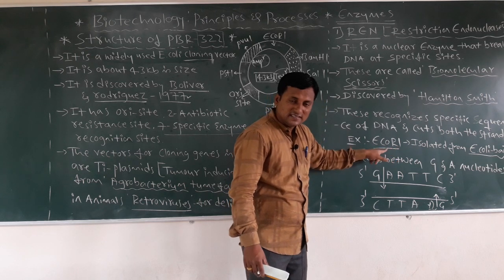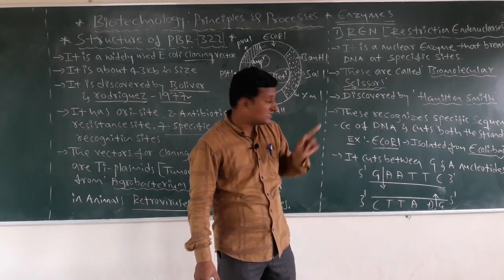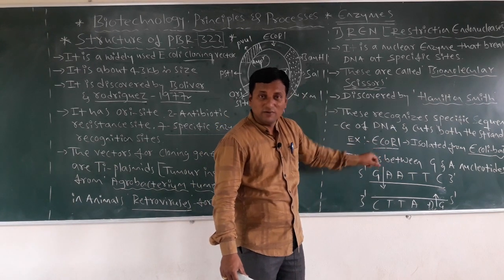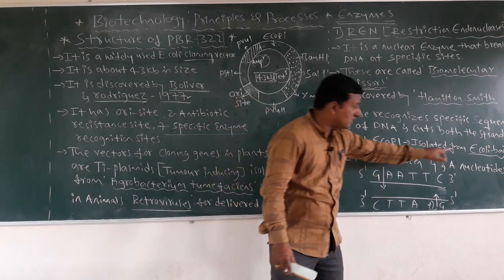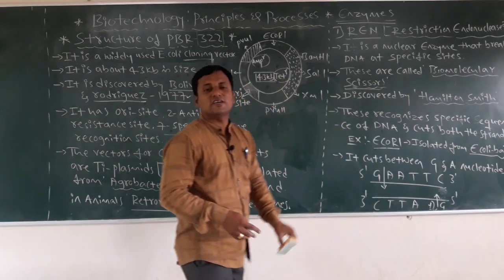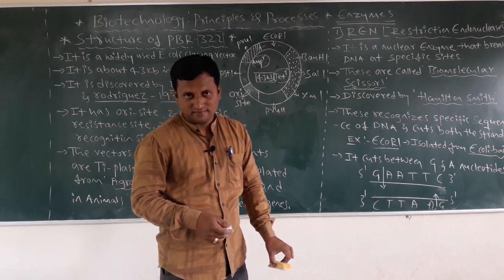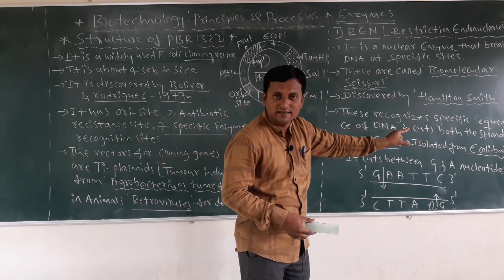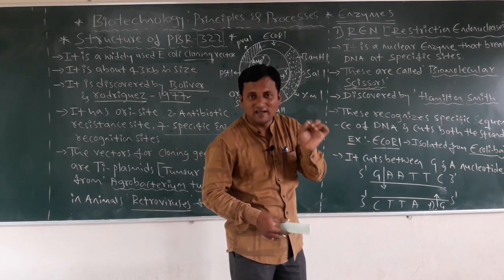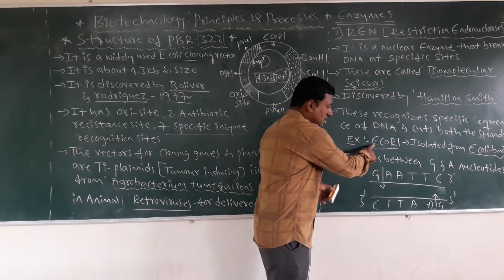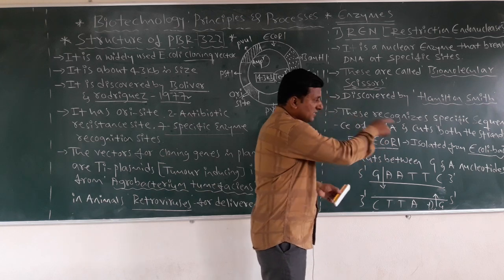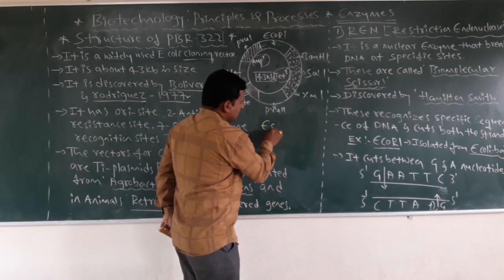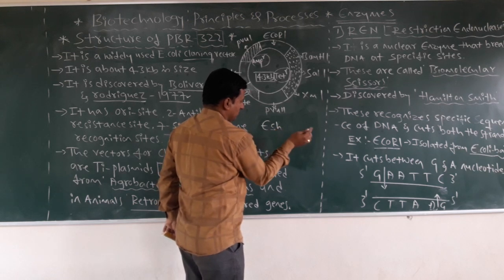EcoR1. This type of REN was discovered from a bacterium called E. coli. What is that? E. coli bacteria. From that, this type of REN was discovered, and it is called EcoR1. E. coli is the short form of Escherichia coli.